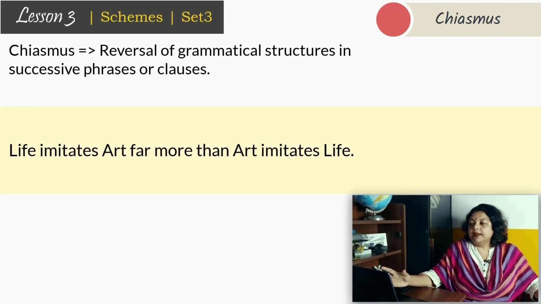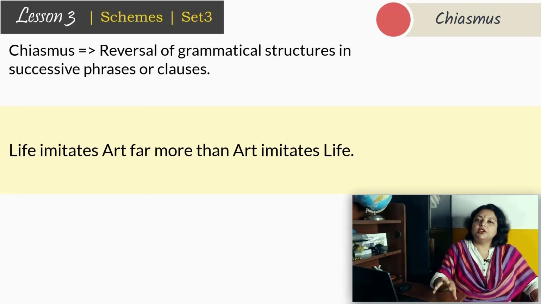Look at this line by Oscar Wilde. Life imitates art far more than art imitates life. So the first part of the sentence is life imitates art. The second part is art imitates life. So the object and subject change their positions to give a sense of repetition.